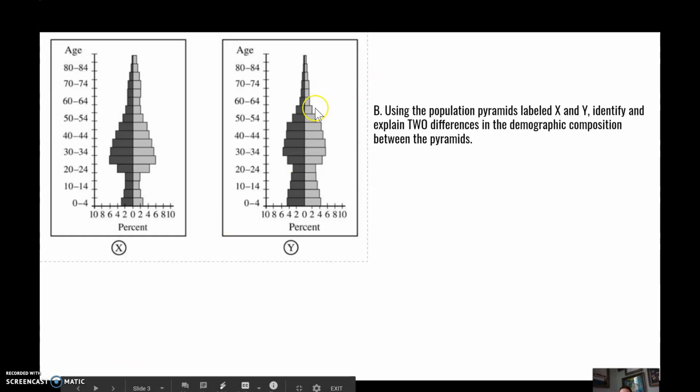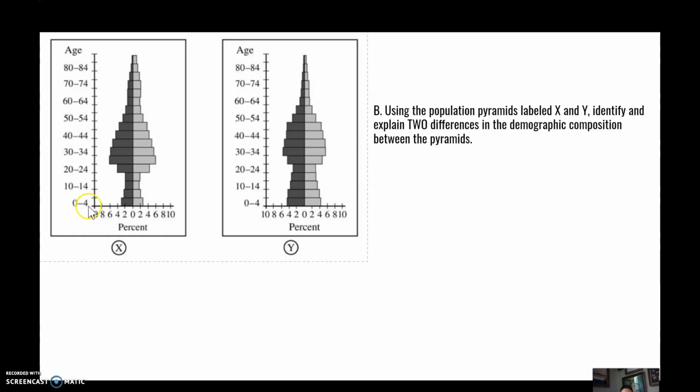All right, so question B, using the two population pyramids labeled X and Y, identify and explain two differences in the demographic composition between the pyramids. So maybe you had to spend a little time reacquainting yourself with what a population pyramid was even telling you, but you can see up here on the vertical axis you have ages.